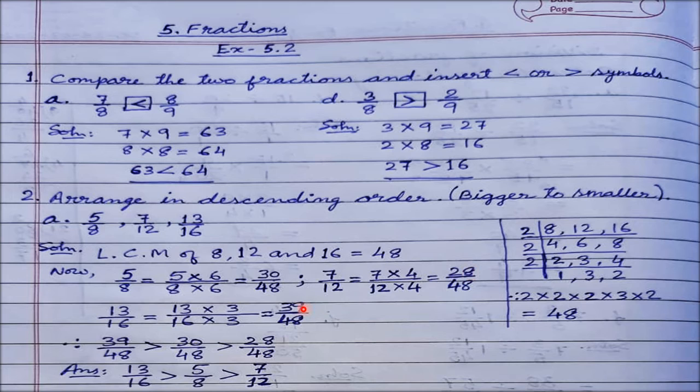30, 28 and 39. So the largest one is 39, next 30, smallest is 28. So we will arrange them in decreasing order or descending order. 39 by 48 is greater than 30 by 48, and that is greater than 28 by 48. Now the corresponding fraction for 39 by 48 was 13 by 16. That means 13 by 16 is the greatest.